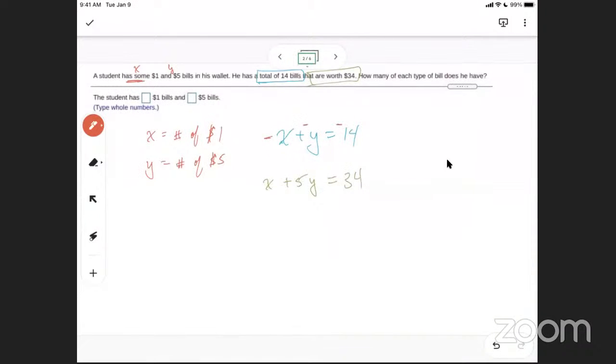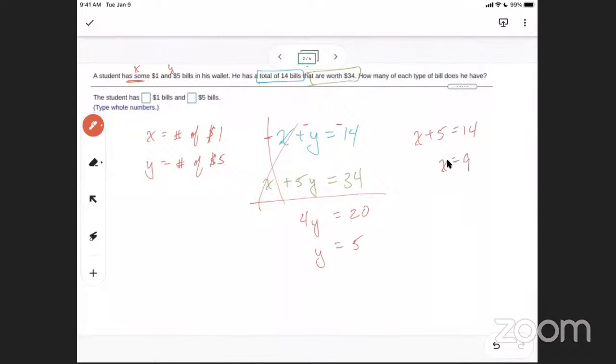So I'm going to multiply everything up there by -1. And now I'm going to add them straight down. And when I add them down, the x's are gone. The y's become 4y. And over here it equals 20. So y equals 5. So if I have 5 $5 bills, plug it back in to the blue equation up there. X plus 5 equals 14. Then I have 9 $1 bills.